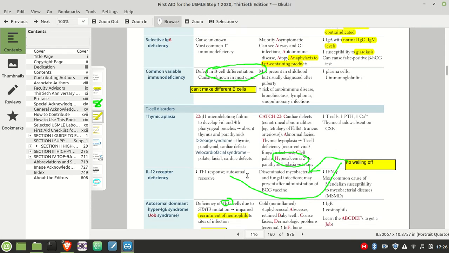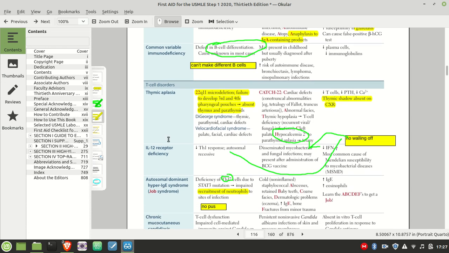Thymic aplasia. What do you want me to tell you? You can catch it with hypocalcemia a lot, DiGeorge syndrome, velocardiofacial syndrome. This is more of an endocrine chapter kind of thing. Thymic shadow absent on chest x-ray. Looks like a sail, especially in newborns.